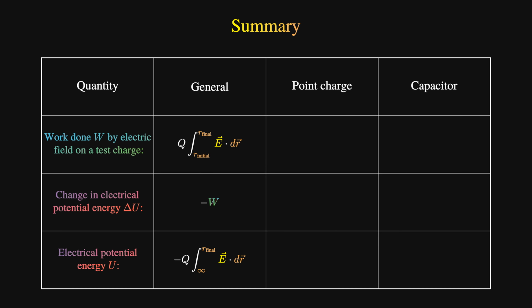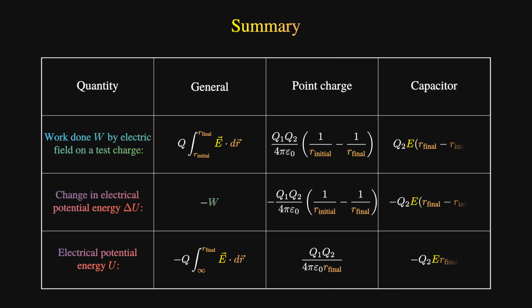So, let's now summarize the key points of this lecture. Here are the general equations for the electrical potential energy, change in electrical potential energy, and work done by any electric field. The electrical potential energy tells us how much energy a charge has in an electric field. Applying this to a point charge system and the region between a parallel plate capacitor, we get the following expressions.